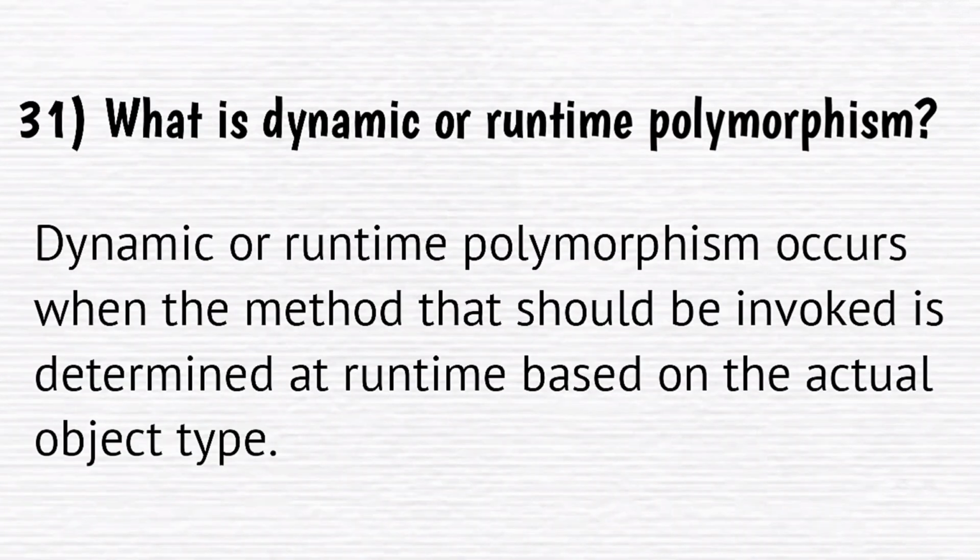What is dynamic or runtime polymorphism? Dynamic or runtime polymorphism occurs when the method that should be invoked is determined at runtime based on the actual object type.